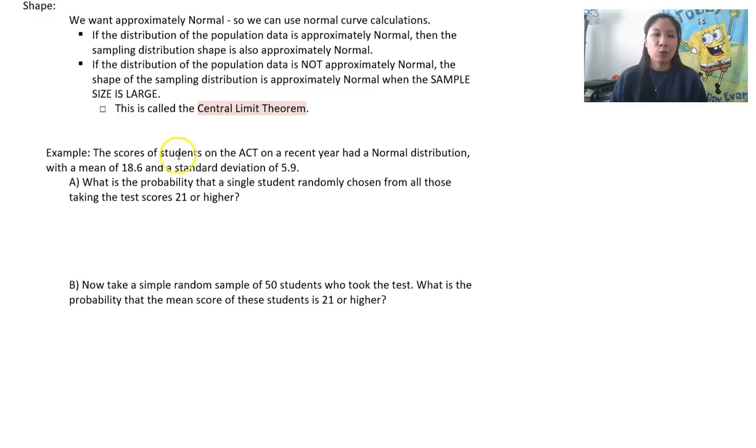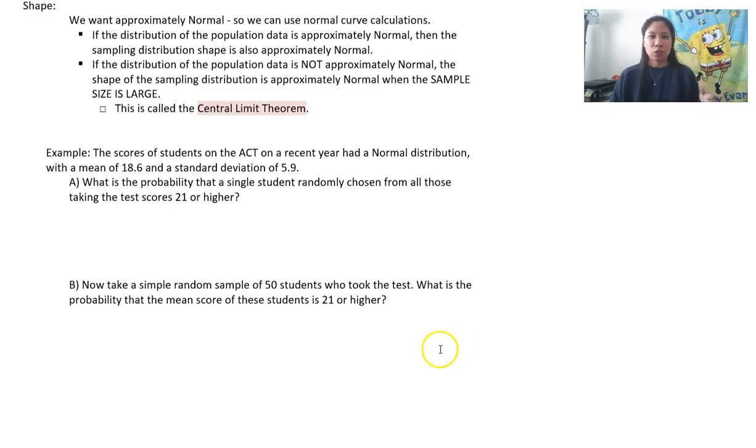So first of all, we have scores of students on the ACT in a recent year that had a normal distribution. So right off the bat, they're telling us this is a normal distribution with a mean of 18.6 and a standard deviation of 5.9. So my two questions. What is the probability that a single student randomly chosen from all those taking the test scores 21 or higher? My second question, now take a simple random sample of 50 students who took the test. What is the probability that the mean score of these students is 21 or higher?